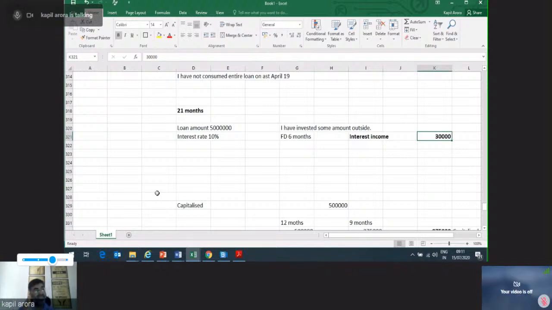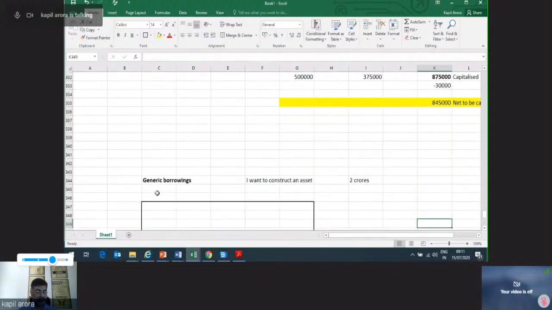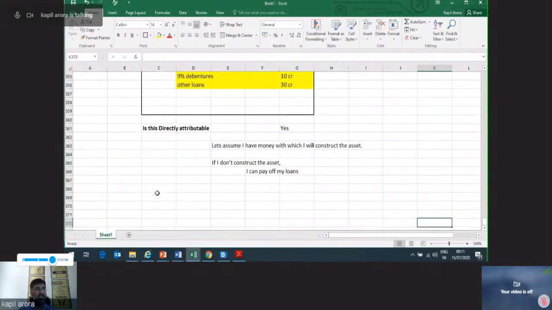You are paying the interest expense on the loan, but at the same time, because the money is sitting idle in your bank account, you will keep getting the interest income also. So this interest income of 30,000 will get deducted from the total loan interest expense, and the net amount will only be added in the value of the asset. I hope this is fine.